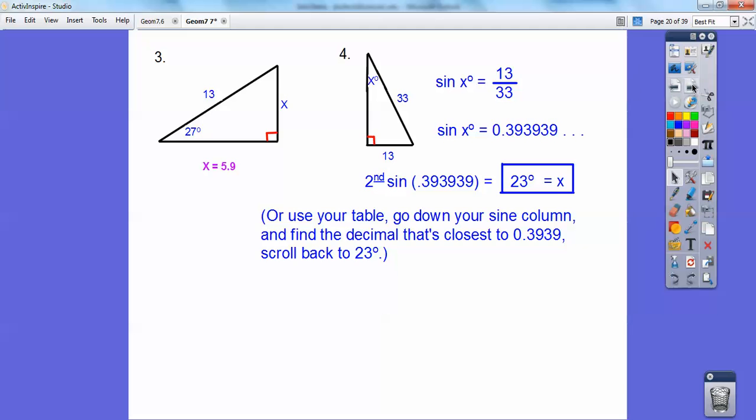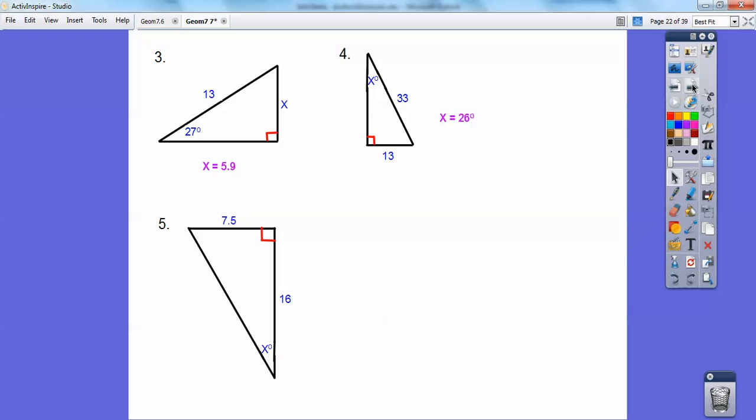Let's try another one of those, you guys. Okay, let's try this guy right here. Okay, we've got this right triangle. All right, this time the hypotenuse is not being used, so this one is a definite tangent ratio. So the tangent of x equals opposite over adjacent. So opposite over adjacent. Go ahead and get 7.5 divided by 16 in your calculator.